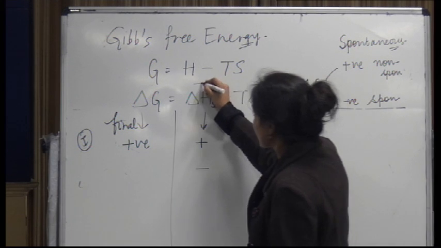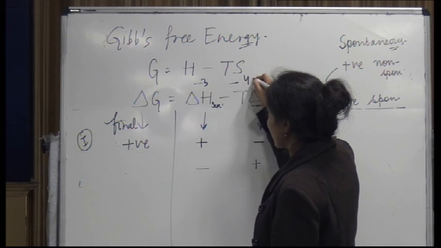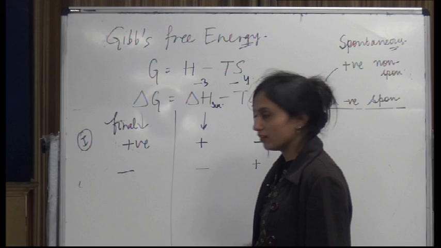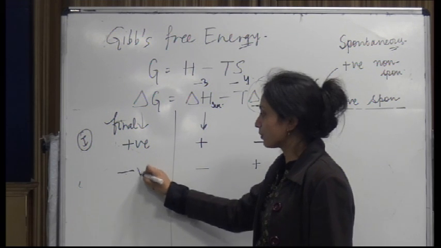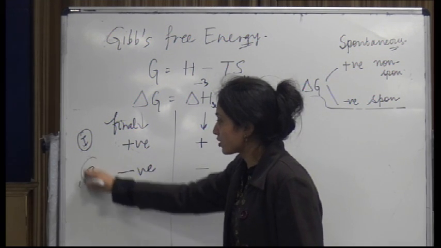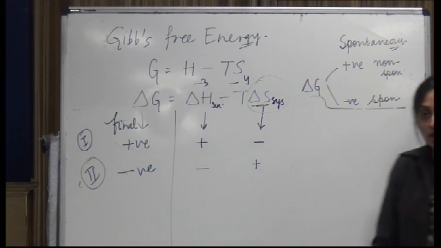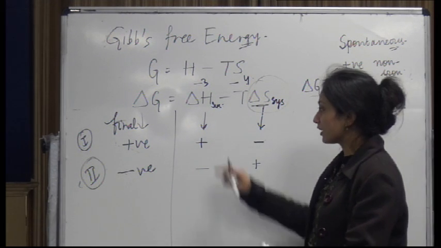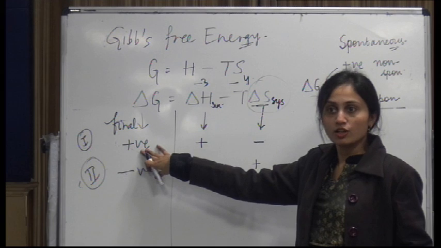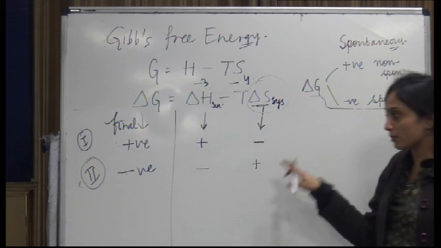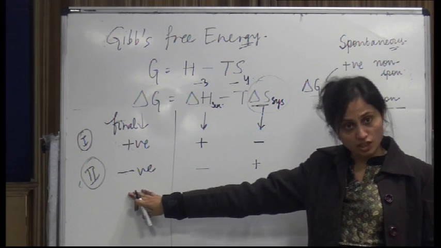दिस इज़ माइनस 3 and this is minus 4, so delta G will be negative, so the reaction will be spontaneous. So there are two cases in which इसके अंदर तो 100% the reaction will be non-spontaneous and इस case में 100% the reaction will be spontaneous.